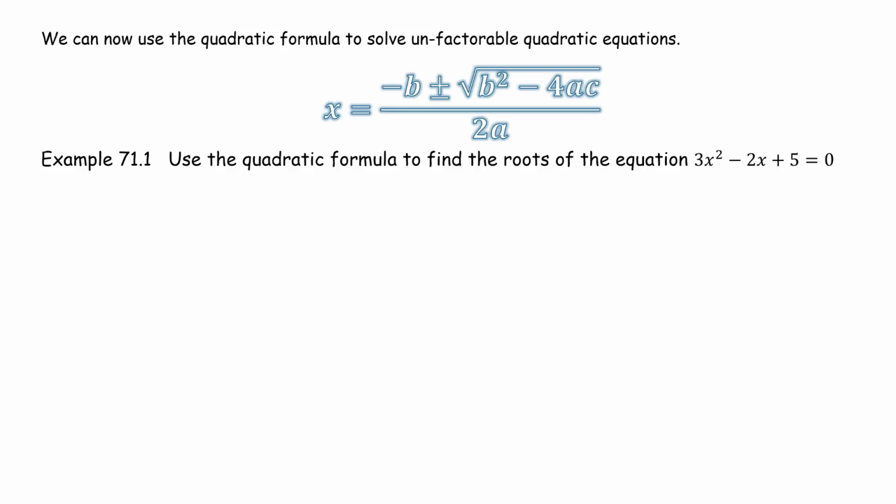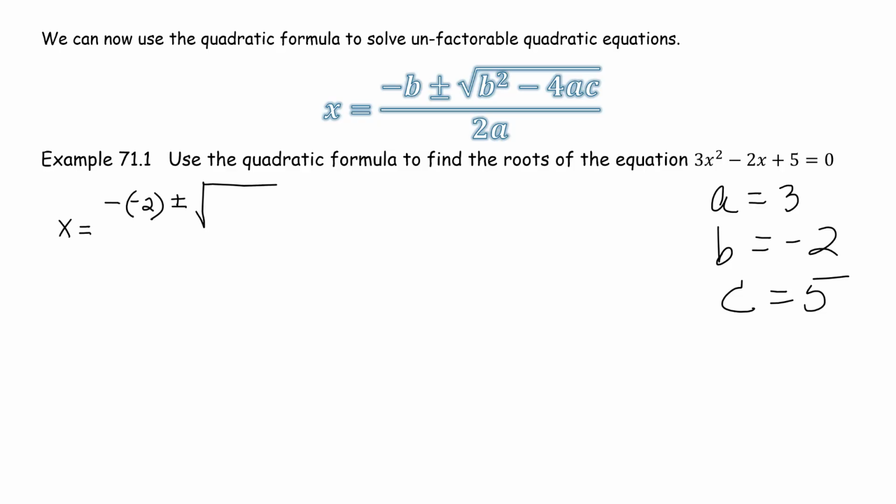So this is how you use the quadratic formula. You would look at your quadratic equation that you want to solve, 3x squared minus 2x plus 5 equals 0. And you're going to look at your a, your b, and your c. A is the leading coefficient, which is 3. B is the x coefficient, which is negative 2, and C is the constant, which is 5. Now all we need to do is take those values and put them into the formula to find out what x is. So putting in negative b, which is negative 2, plus or minus the square root of b squared minus 4ac all over 2a.